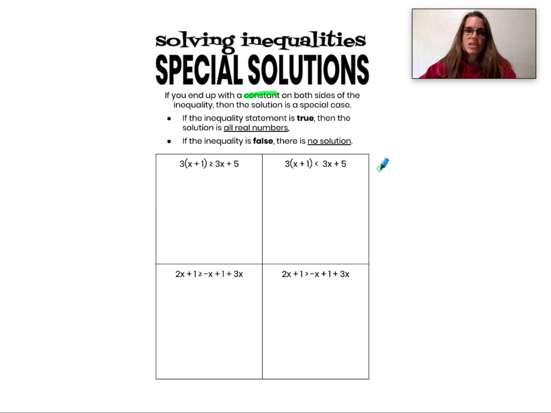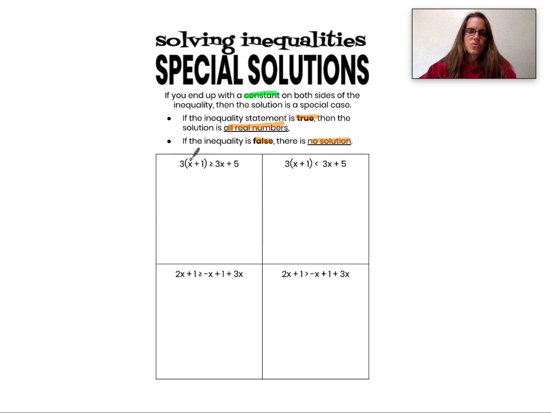But we don't have a simple rule like that when solving inequalities. When solving inequalities, you need to look at the inequality statement that results. And if it's true, let's highlight this. If it's true, then the solution is all real numbers. If it's false, then the solution is that there is no solution. This will make more sense as we look at examples.